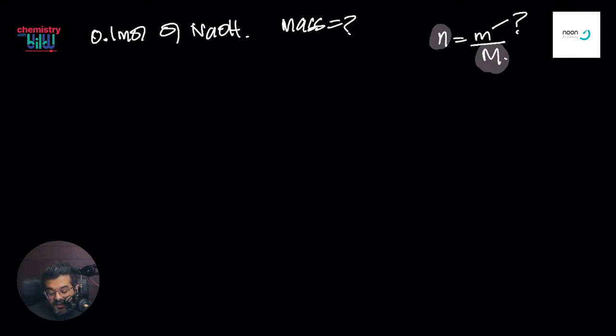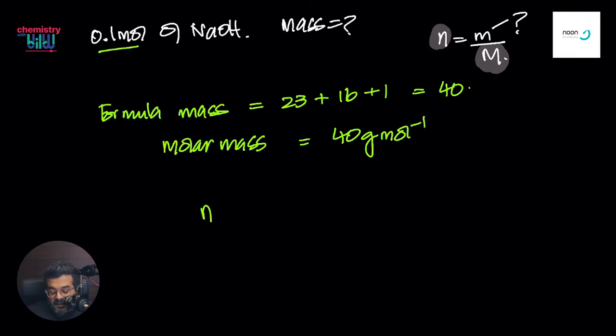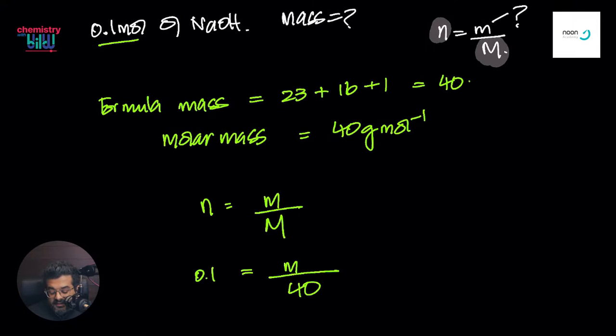So here, if I've been given 0.1 moles of NaOH and I want to find its mass, first, you always need the formula mass. The formula mass of NaOH is mass of Na plus mass of O plus mass of H. In this case, this comes out to 40, which means the molar mass is 40 grams per mole. And the number of moles is mass over molar mass. Here, 0.1 is the number of moles that I know. Mass, I do not know. Molar mass is 40. So when I rearrange this, I get mass is 0.1 times 40. What is that? 4 grams.